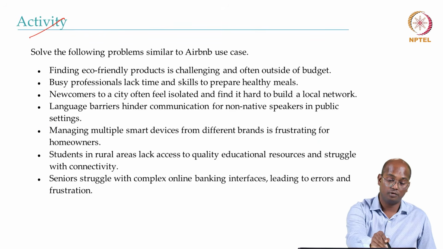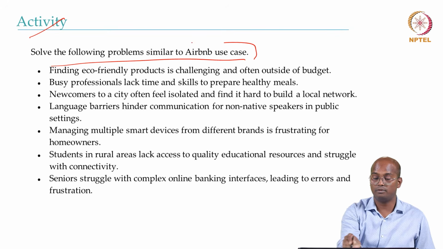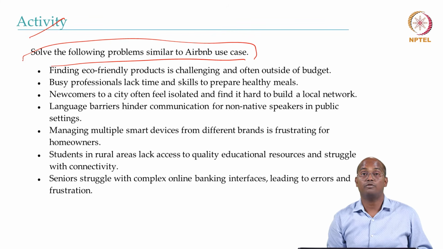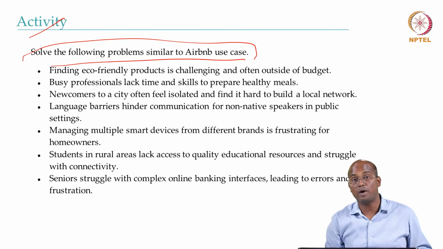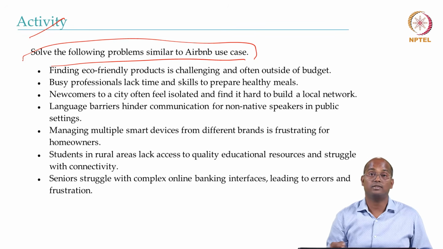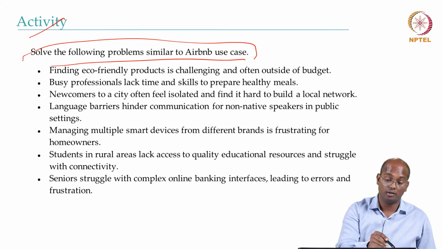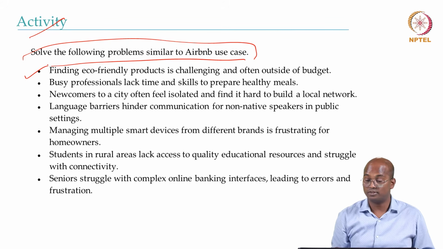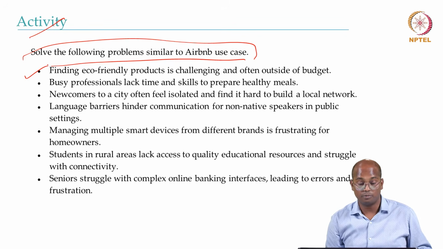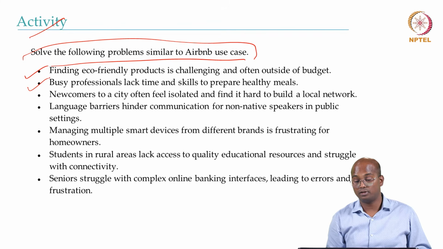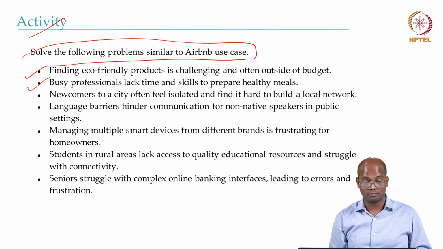So, for you, solve the following problem very similar to the Airbnb use case that we have done, and try to build a persona, try to build a point of view, try to ask how might we questions, again test, implement, and so on. Build a prototype. So finding eco-friendly products is challenging and often outside of budget. So what you can do here: busy professionals lack time and skills to prepare healthy meals. So what you can do here, and so on.